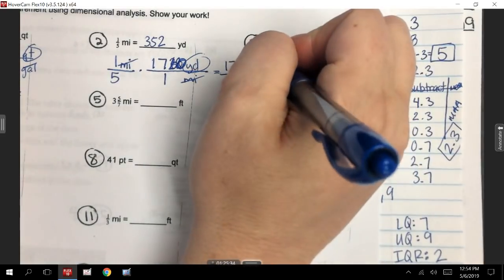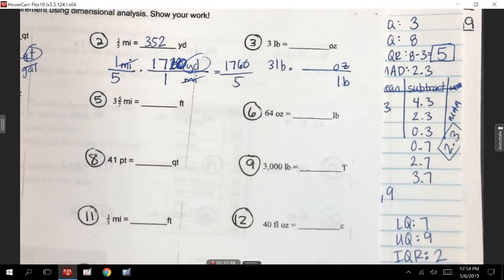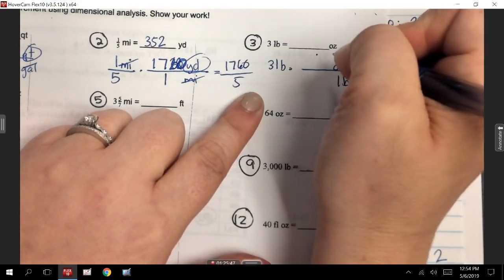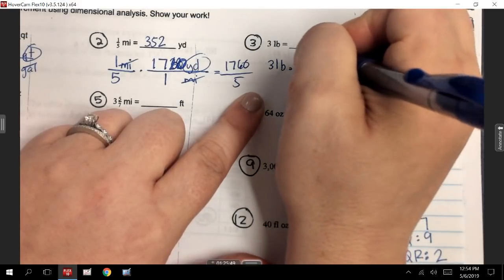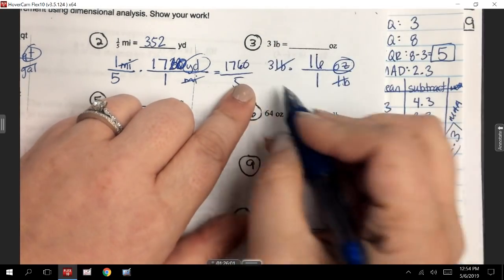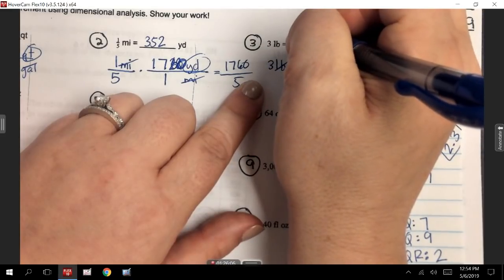All right, so I have 3 pounds times pounds on the bottom, ounces on the top. I know that 1 pound equals 16 ounces sounds better, right? 1 pound equals 16 ounces. So my pounds go away, leaving me with ounces. 3 times 16 should give me 48.